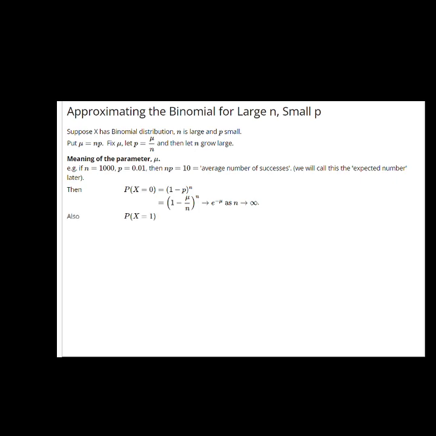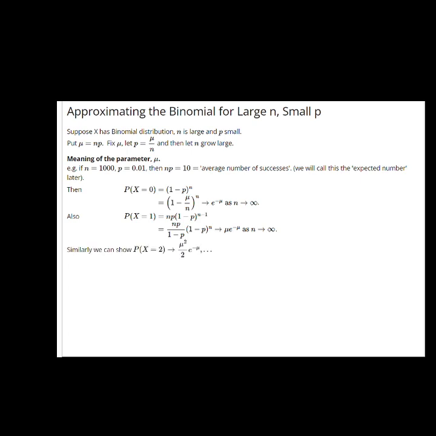What about the probability that x equals 1? For the binomial, this is n times p times 1 minus p to the n minus 1. I'd like to use the convergence of the probability x equals 0, so I rewrite this as np divided by 1 minus p times 1 minus p to the power n. Because I know what happens to 1 minus p to the power n as n goes to infinity, it converges to e to the minus mu. On the other hand, as n goes to infinity, n times p is equal to mu, and 1 minus p in the denominator converges to 1 because p goes to 0. So the probability x equals 1 converges to mu times e to the minus mu.